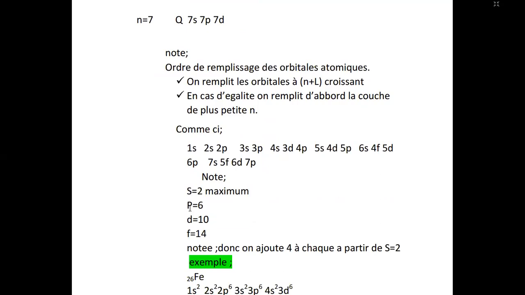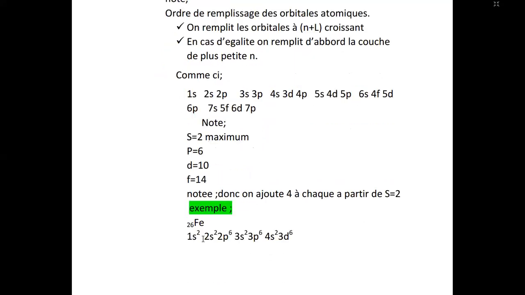So you should know that S is equal to 2 maximum, P is equal to 6, D is equal to 10, F is equal to 14. So this is fixed. S must always be equal to 2, P must always be equal to 6, D must always be equal to 10, and F must always be equal to 14 to attain this maximum. So it can be equal to 2 or less than, 6 or less than, 10 or less than, 14 or less than, for a subshell to be full.